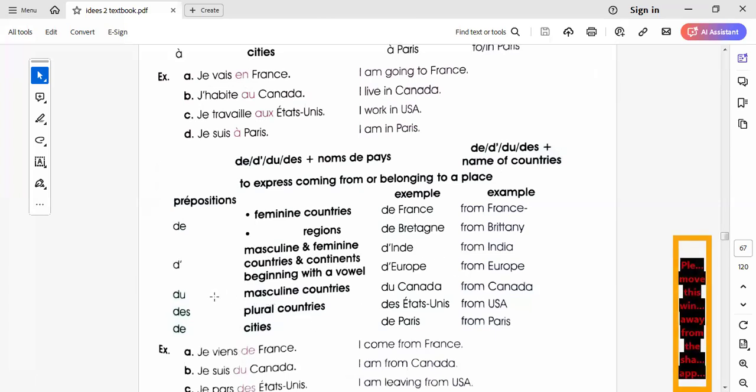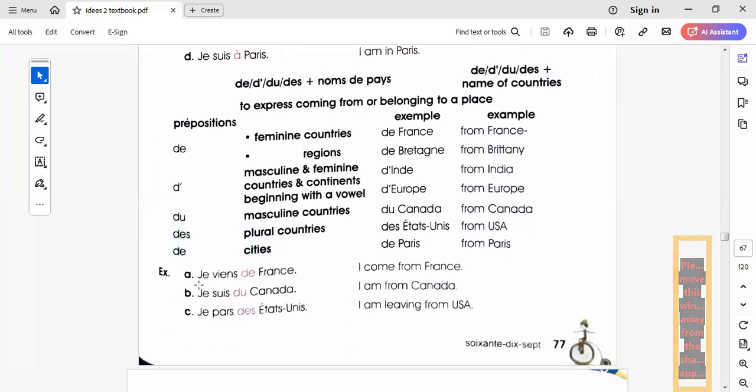Now, masculine country, du Canada, from Canada. Plural countries, des États-Unis, from the United States. With cities, we use de Paris, from Paris. Let's see examples. Je viens de France. I am coming from France, or I come from France. Je suis du Canada. I am from Canada.